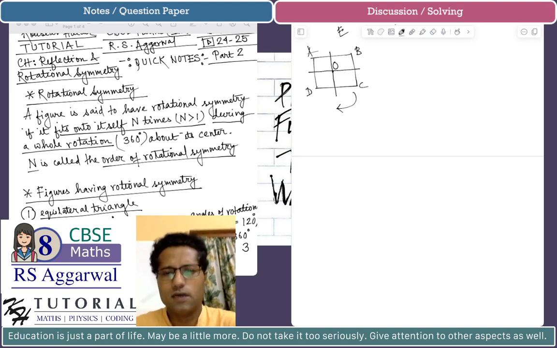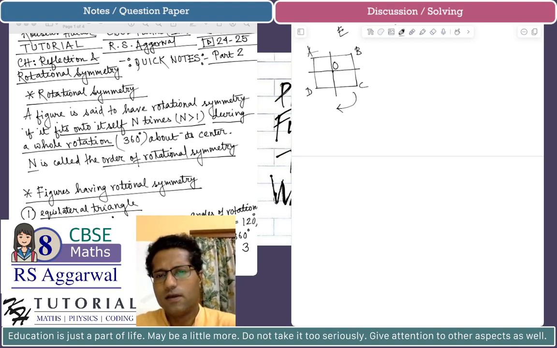Now the definition says that a figure is said to have rotational symmetry if it fits onto itself n times, where n has to be greater than 1, during a whole rotation. So if you start from its initial position, whatever this figure be, I am considering a square, it could be a triangle, a rectangle, a parallelogram or any other figure.